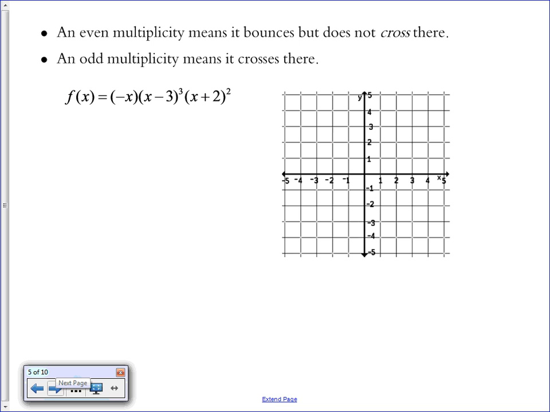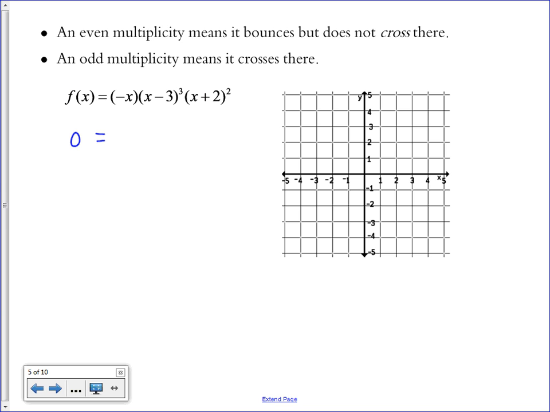So we've talked about this before, but we've never actually written it down. An even multiplicity, so that means if you have a repeated zero, and if it's repeated an even number of times, like it counts twice or it counts 3 times, then the function is going to bounce but not cross the x-axis there. And if it has an odd multiplicity, that means that it does actually cross the x-axis there.